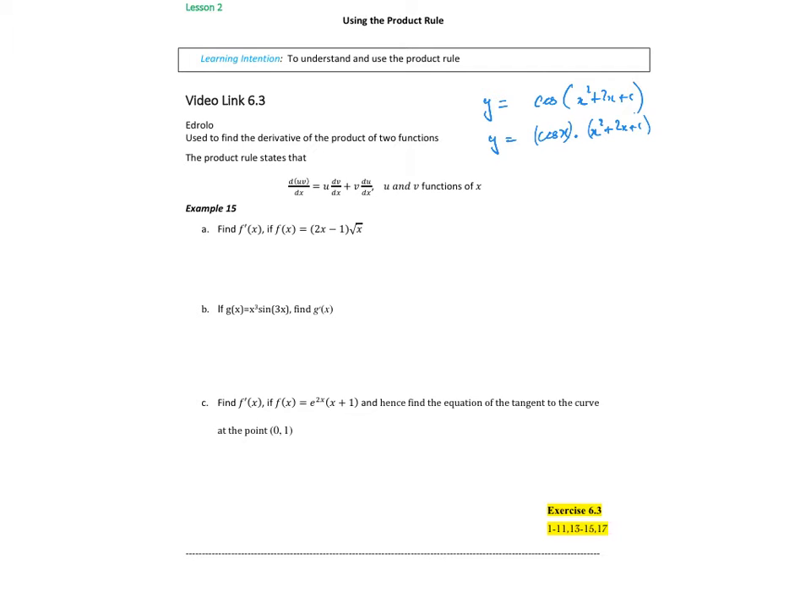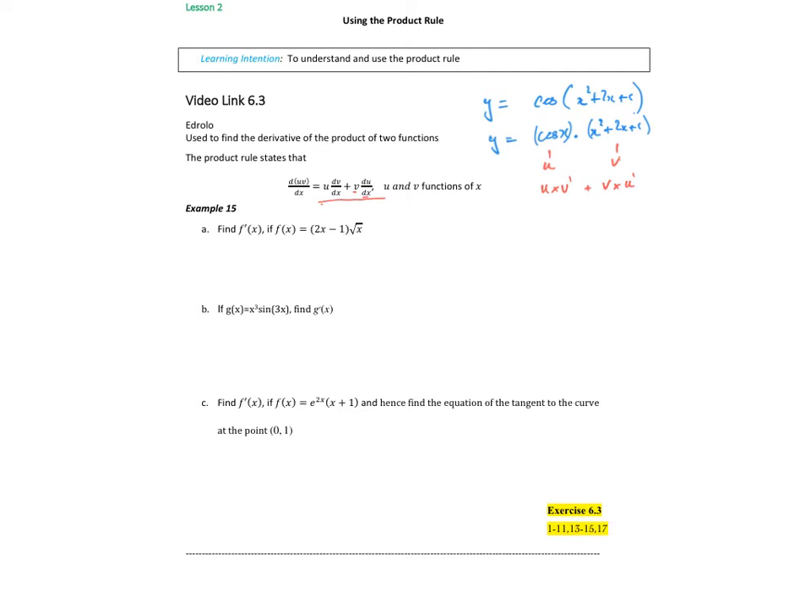So our product rule is saying if we have two functions u and v, say that was u, and that function there was v, well then my derivative is the first function u times the derivative of the second, plus the second function v times the derivative of the first. That's pretty much what this notation says: u times v dashed plus v times u dashed.